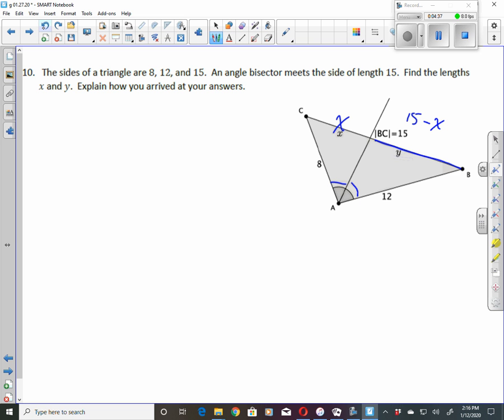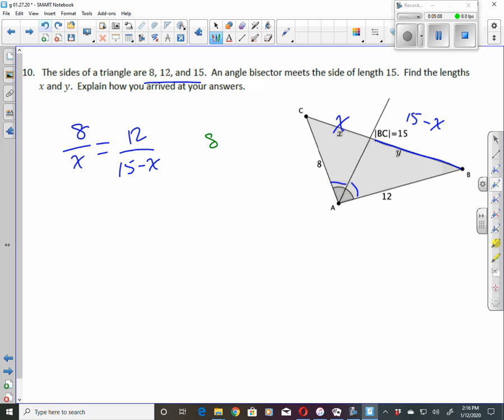So that's okay. Now again, they gave us the 3 sides. They set us up here. I didn't read the question, but I sort of described it. So let's go ahead and set it up. 8 over x is equal to 12 over 15 minus x.